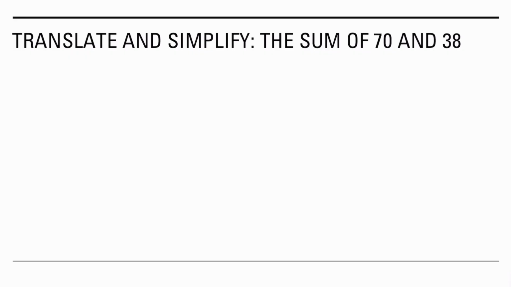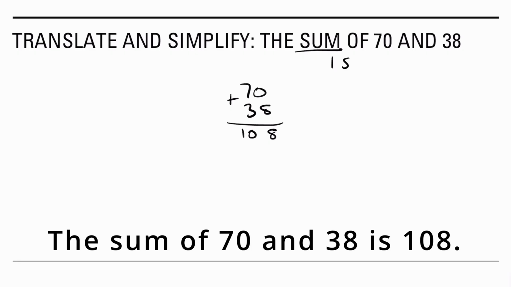Translate and simplify. So we've got a sum, which means adding together. 70 and 38 are the numbers that we want to add together or find the sum of. And so we end up with 8 there and 10. And so we end up with the sum of 70 and 38 is 108.